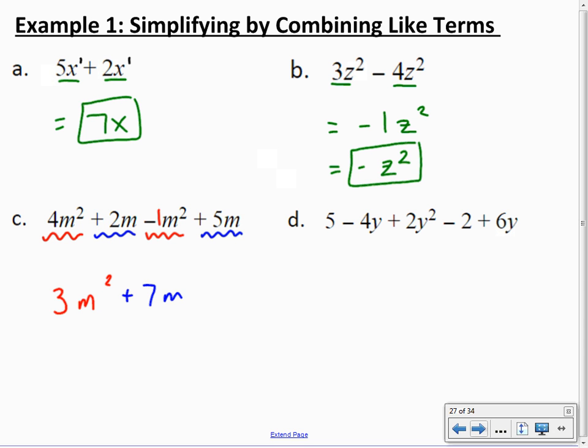Okay, and I go back and check, can I combine anything further? The answer is no, because even though they both have the variable m, we have two different exponents. We have m squared and just m, which is raised to the first power.